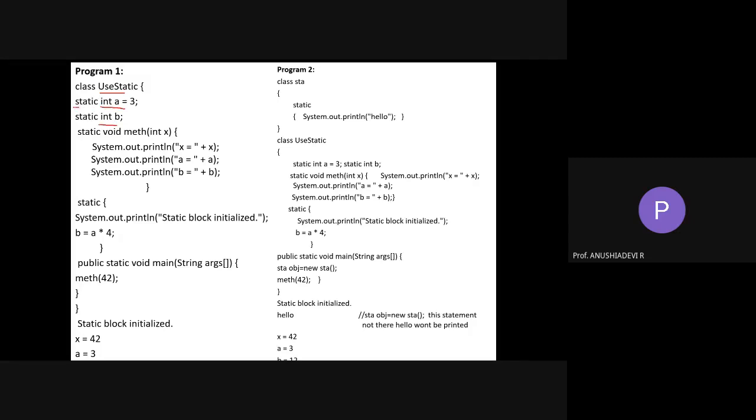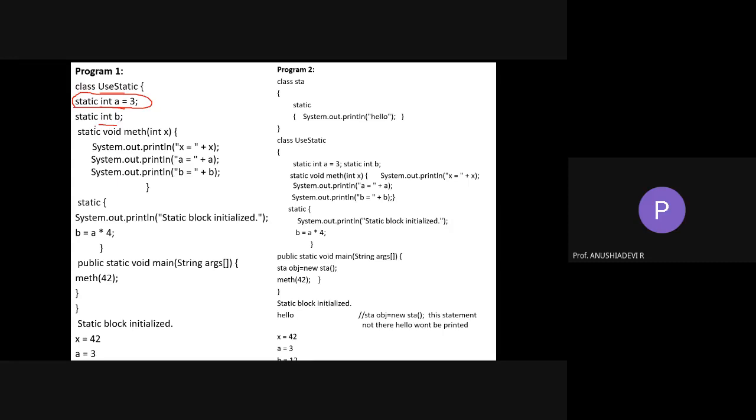Can we initialize like this in C++? Can the data member of a class be initialized like this while we declare the variable in C++? Is it possible? No, ma'am. But here we can initialize the data member while we declare the variable, even if it is static or non-static.